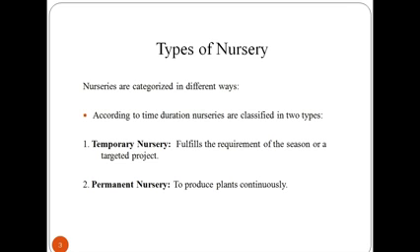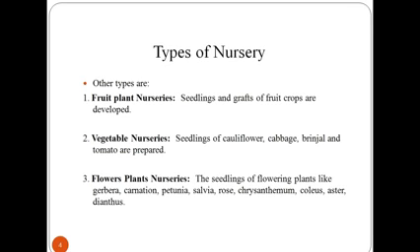In temporary nurseries, only the requirement of a seasonal or targeted project is satisfied. On the other hand, permanent nurseries are placed permanently so as to produce plants continuously. According to types of plant produced, nurseries are classified into following types.